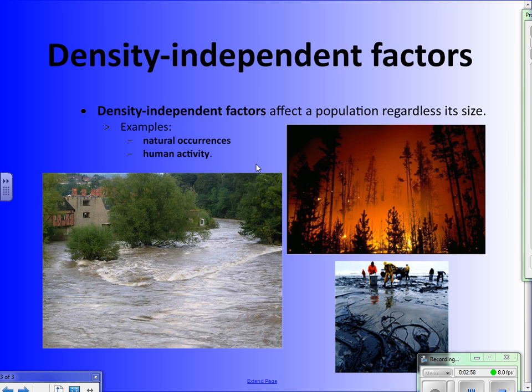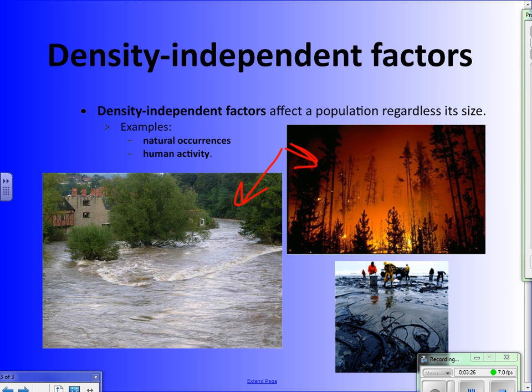being things like a forest fire. So it doesn't matter if there's 10 deer in the forest or if there's 50 deer in the forest. When a forest fire comes through, it could wipe them all out equally. And that's a density-independent factor. Same thing with flooding. Flooding is another natural occurrence that can occur. Obviously, it can drastically change the growth and the makeup of populations in the area.